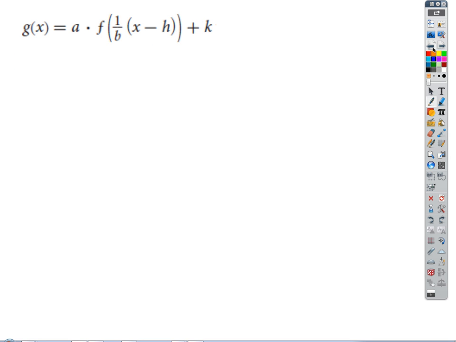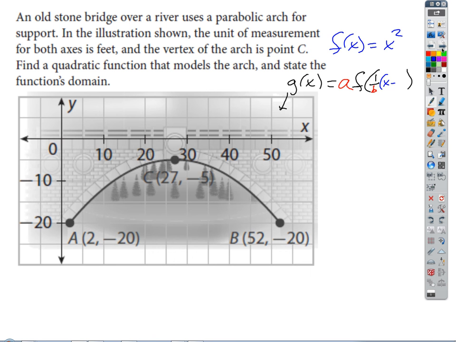All we're doing is looking at that, right? X minus, I don't want an exact value, just in general. X minus, what letter do we put there? H, okay? And then, oops, I'm gonna close that. And then finally plus k.